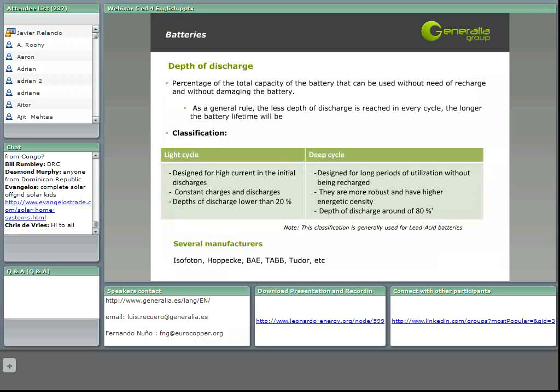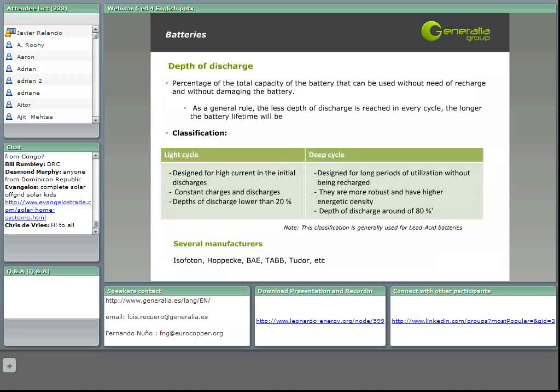We have to consider this during the design of our PV project, because obviously a lower depth of discharge means more batteries, and so increasing the price of our facility. So we have to get a balance between the amount of batteries that we want to have and the depth of discharge that we want to get from our system.